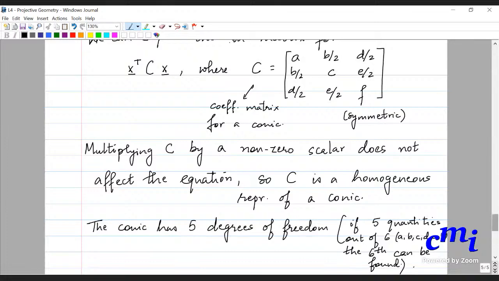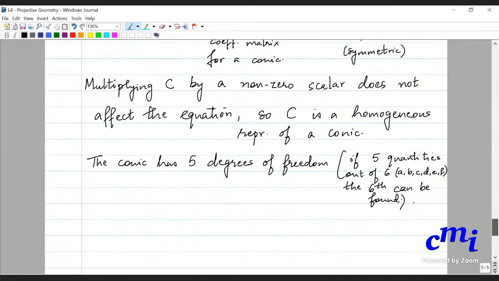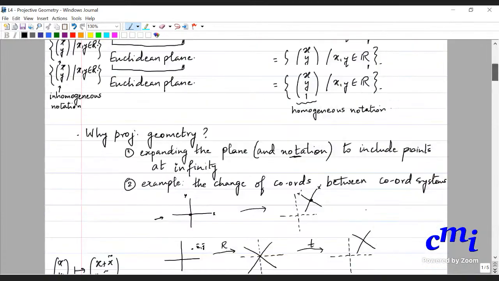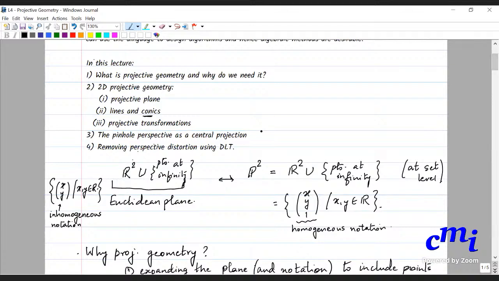All right, so let me stop here. On Thursday, I will talk about projective transformations, and then we will talk about the other 2 points on the agenda, which were to model the pinhole perspective as a central projection and talk about how you can remove perspective distortion using a direct linear transform. Any questions so far?